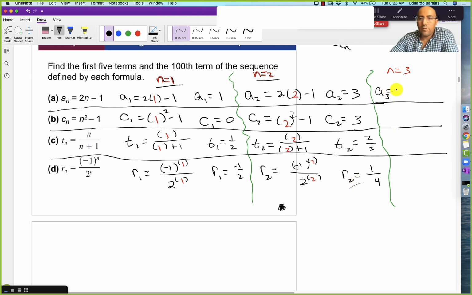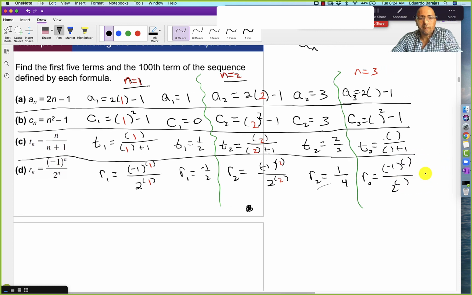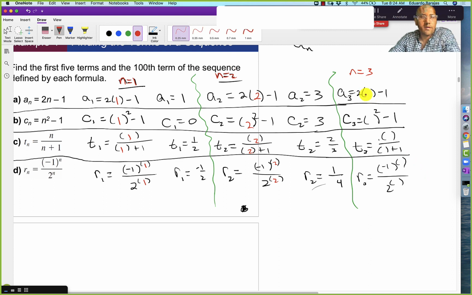a sub 3 is equal to 2 times blank minus 1. c sub 3 is equal to blank squared minus 1. And t sub 3 is equal to blank over blank plus 1. And r sub 3 is equal to negative 1 to the power of blank all over 2 to the power of blank. Okay, so that'll be a 3 there, a 3 there, a 3 there, a 3 there, a 3 there, and a 3 there.